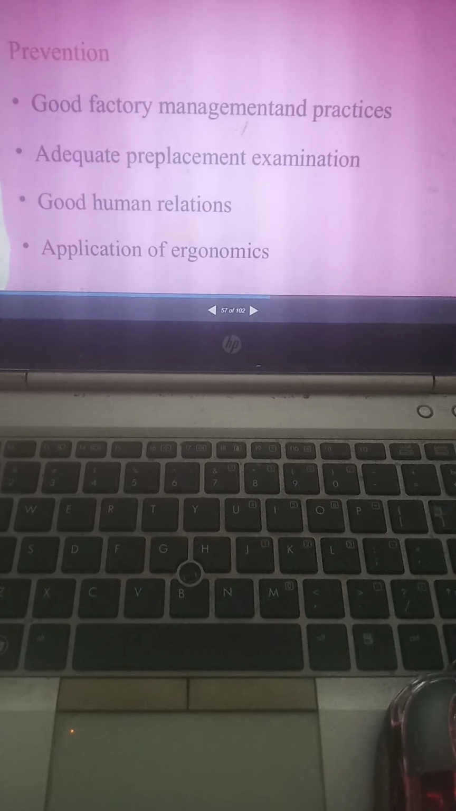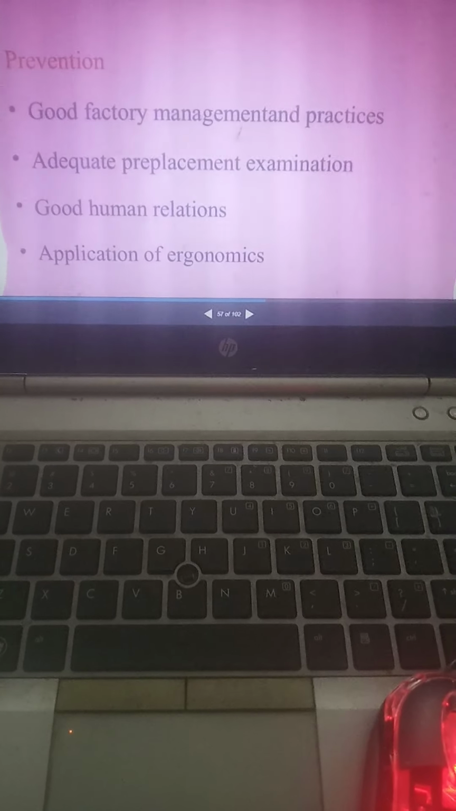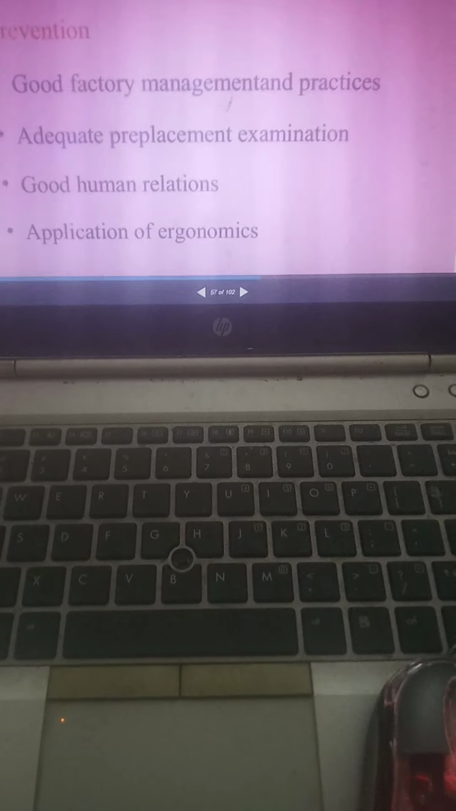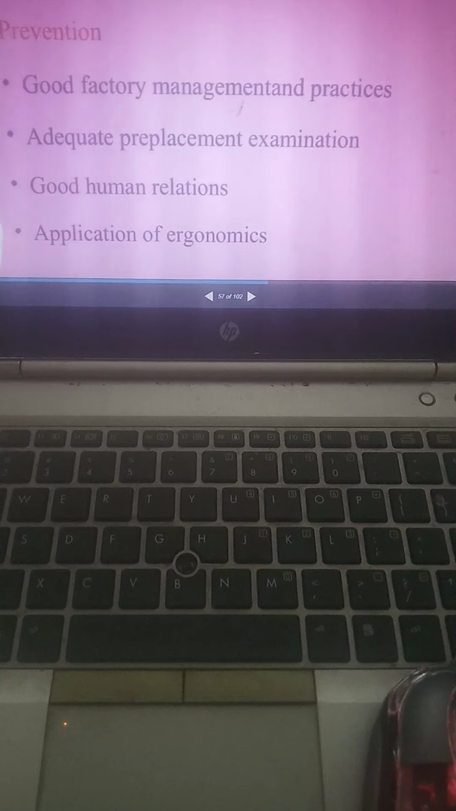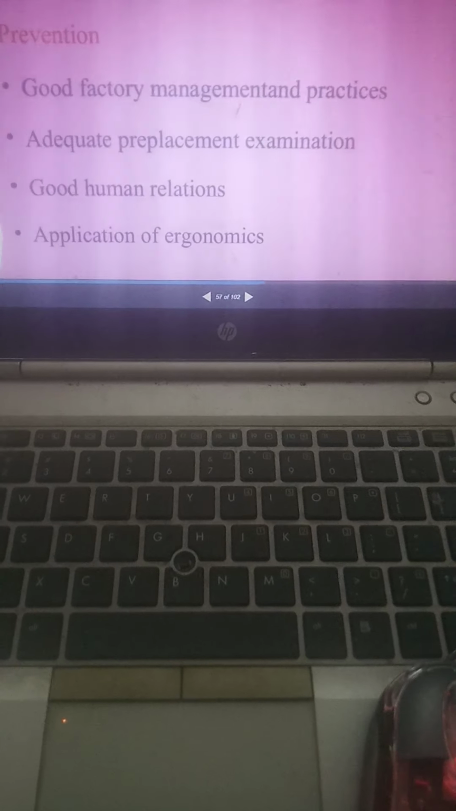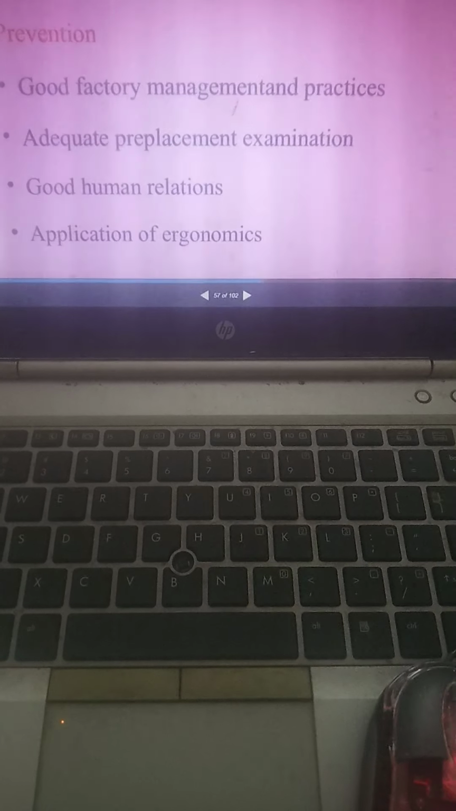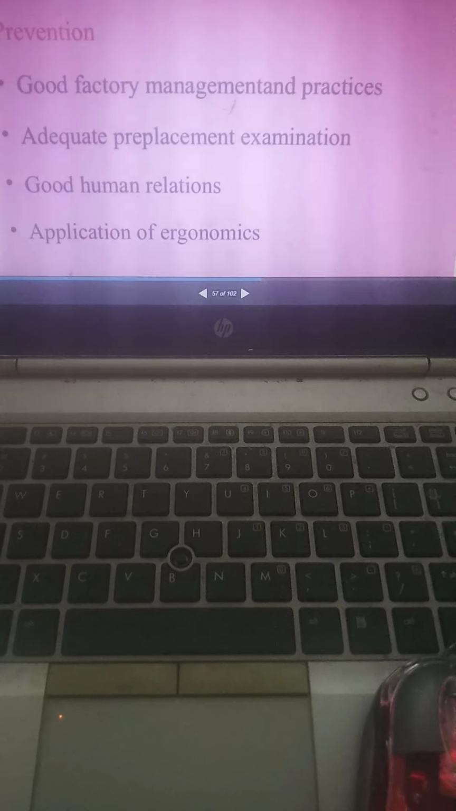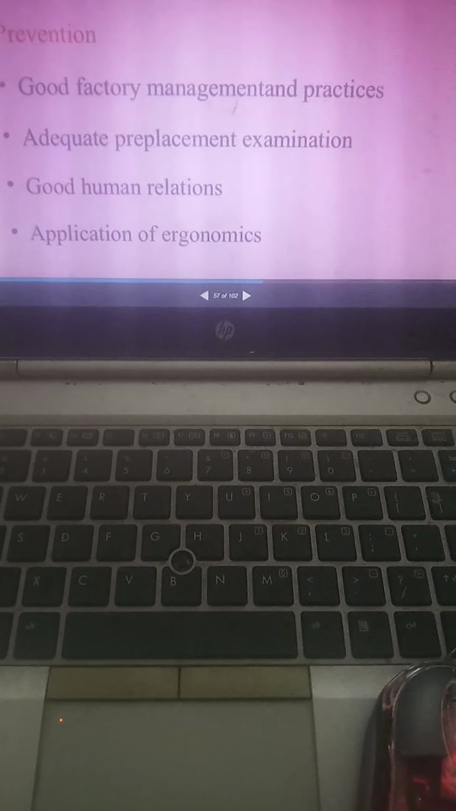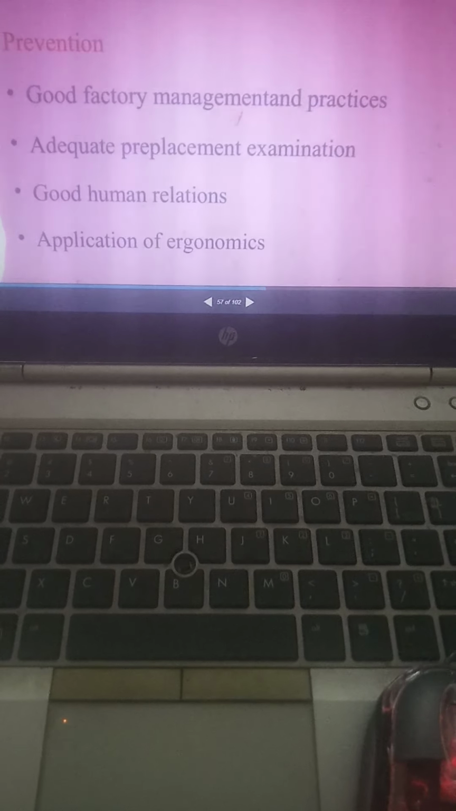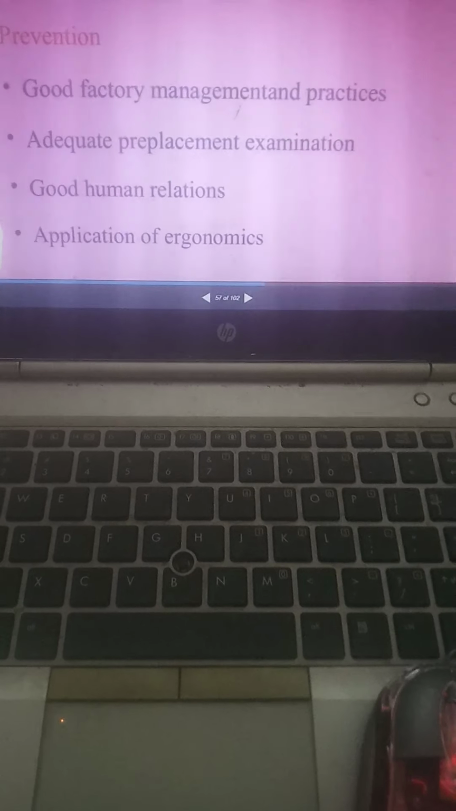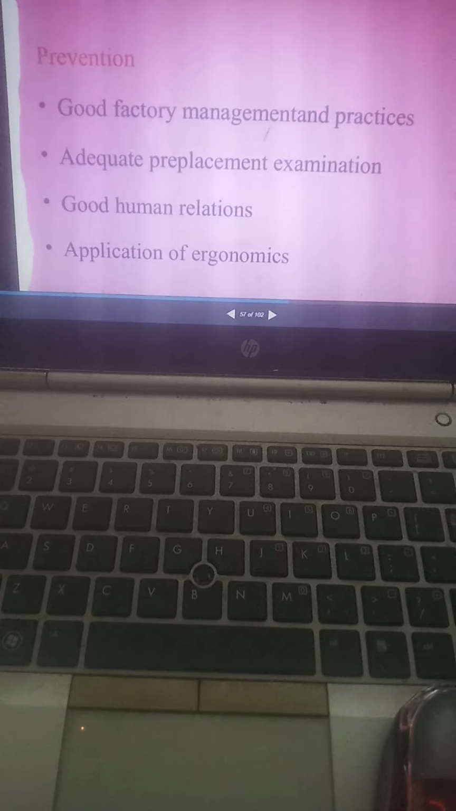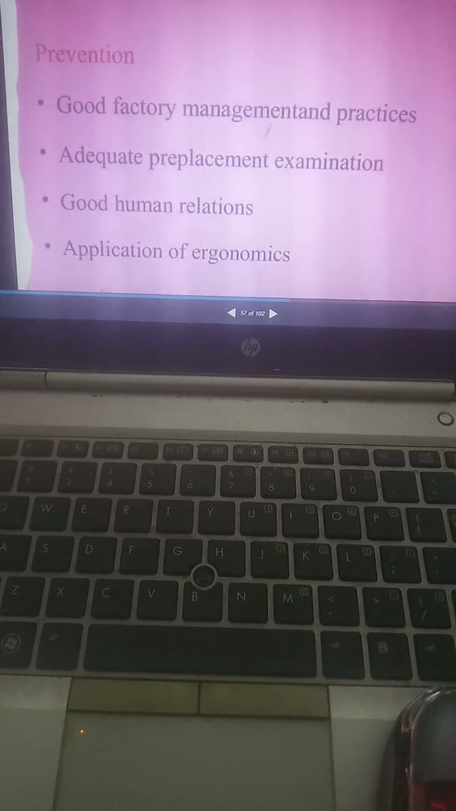Now, how to prevent sickness absenteeism. Good factory management and practices, adequate pre-placement examination, good human relationships. It means if a factory is managed well, you are provided facilities over there, like a gym, table tennis, lawn tennis, etc., a play area for the workers where they can spend some leisure time playing and exhausting their energies. They can have a good time over there with their colleagues.